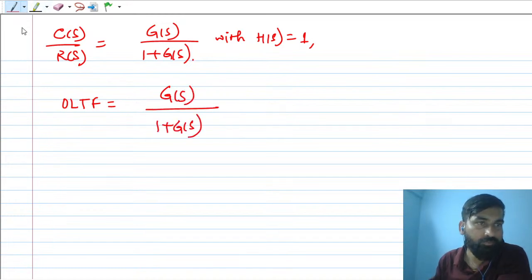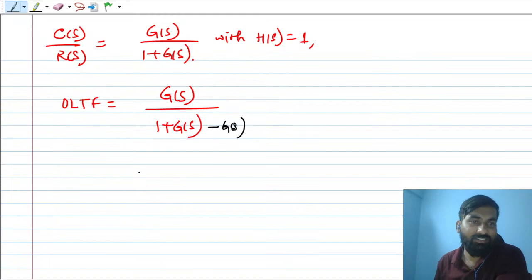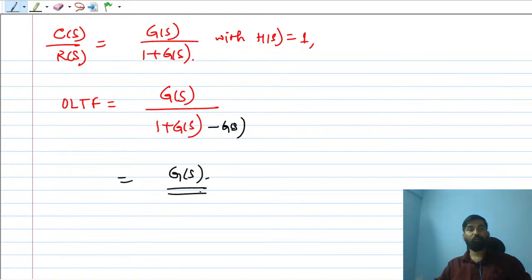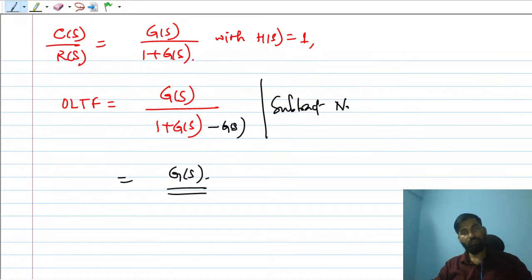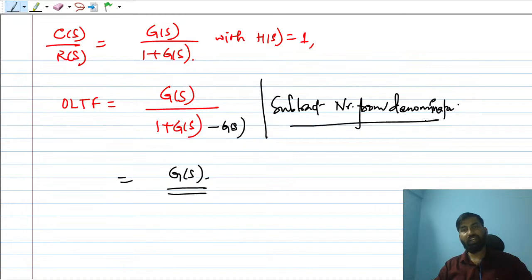minus G(S). So what is this? This becomes G(S) only. What you have to do is subtract the numerator from the denominator. This is the shortcut I am telling you, right? Quickly you can do this.